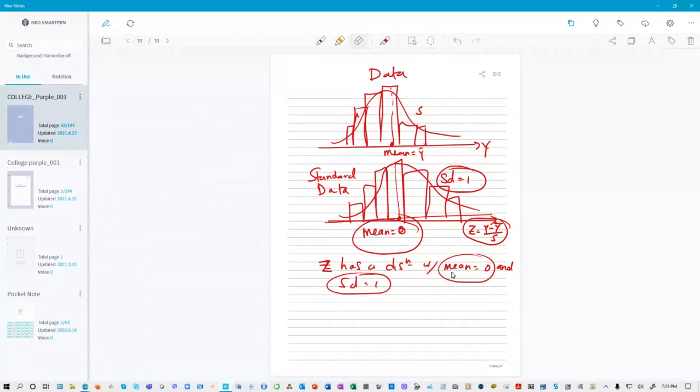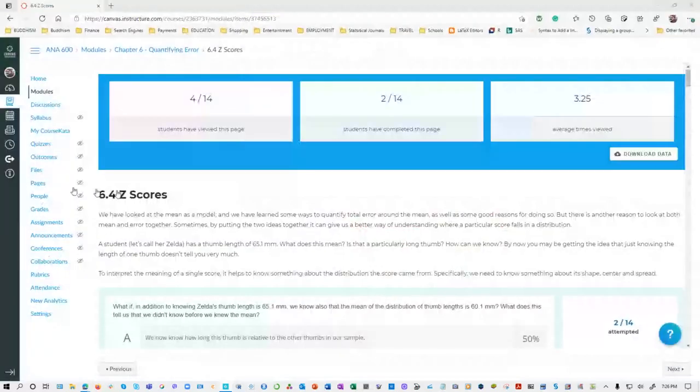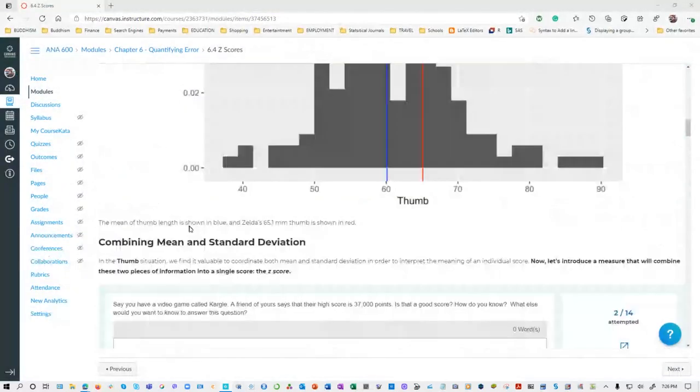That distribution always has mean 0 and standard deviation 1. Those are standard values. That's where we stopped last time, and now let's get back and continue that discussion.